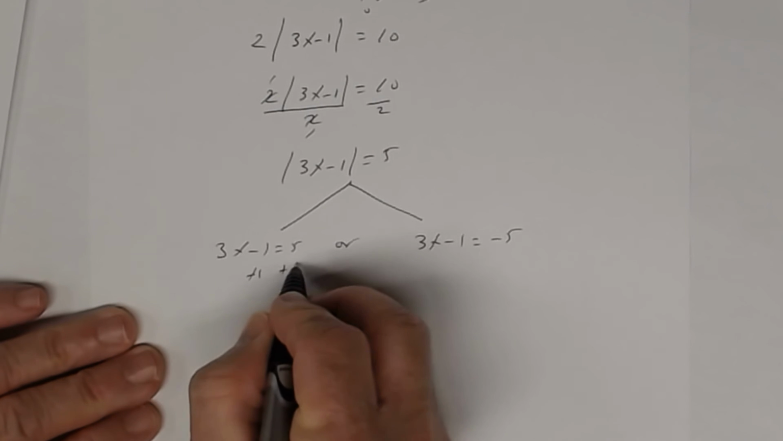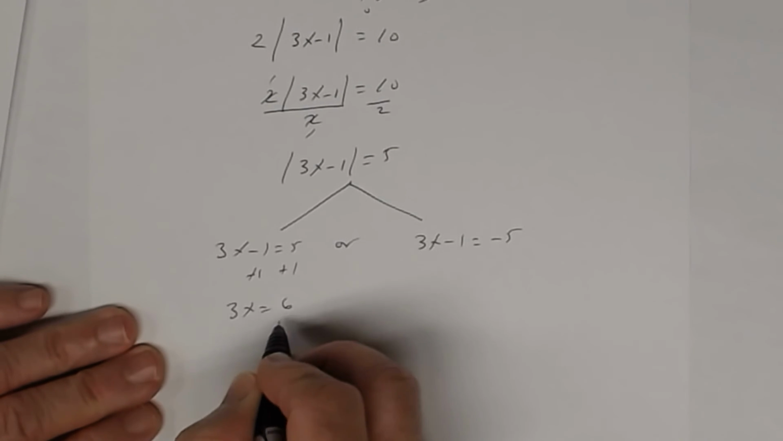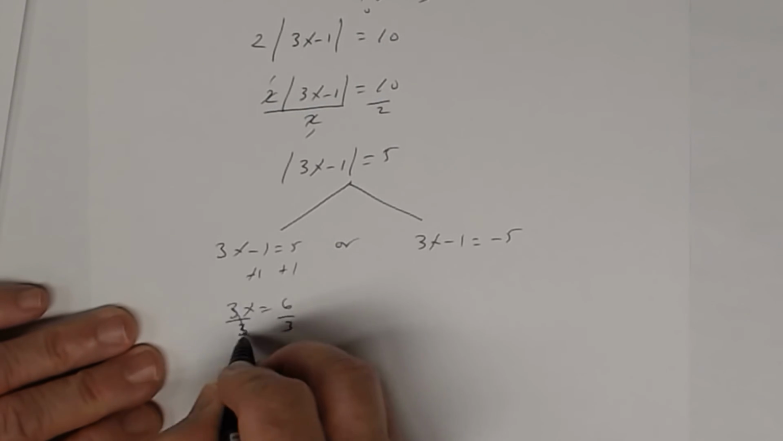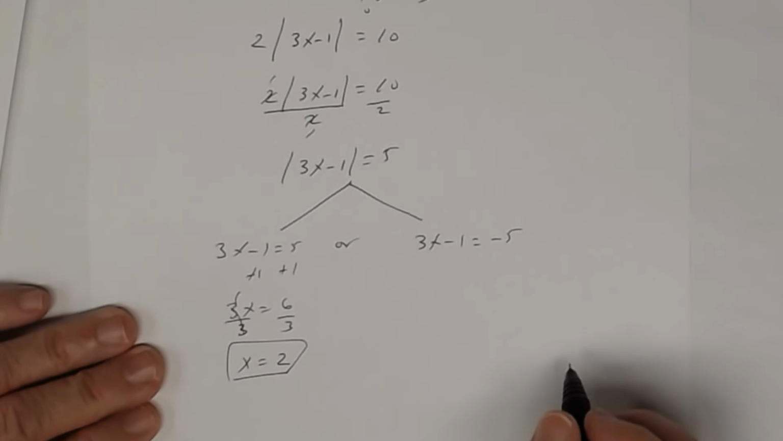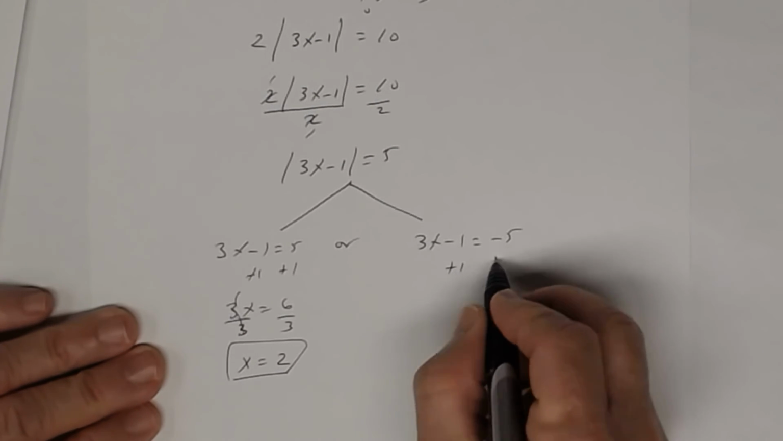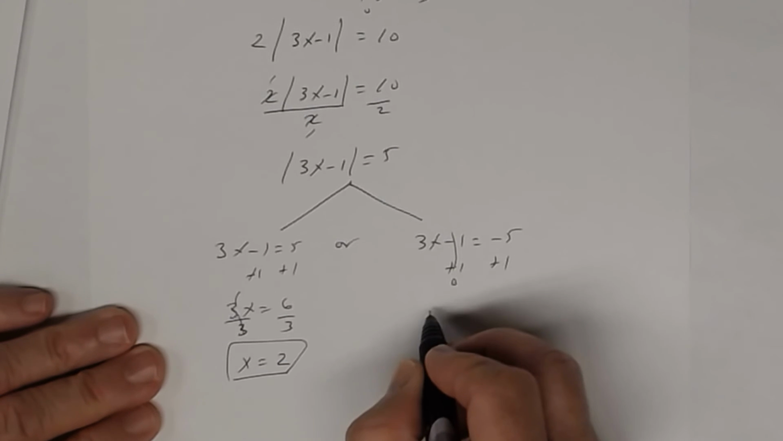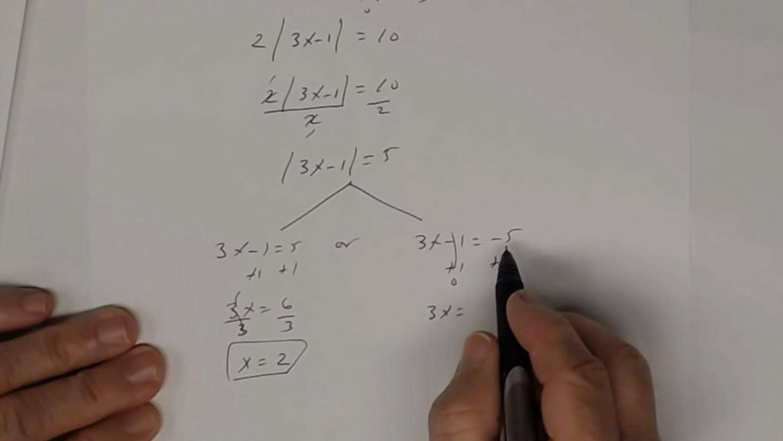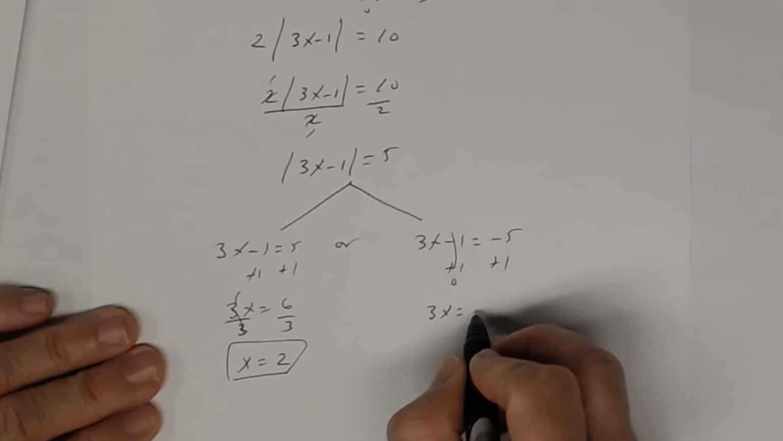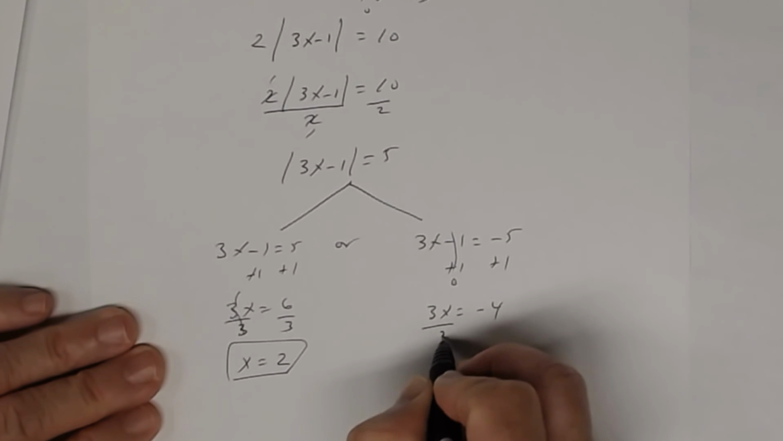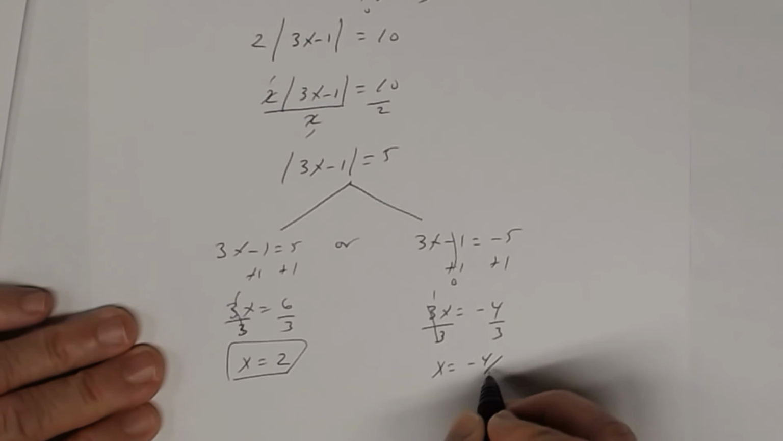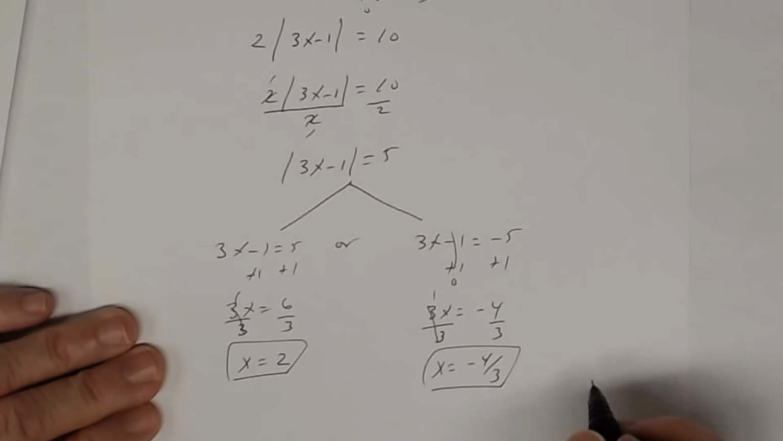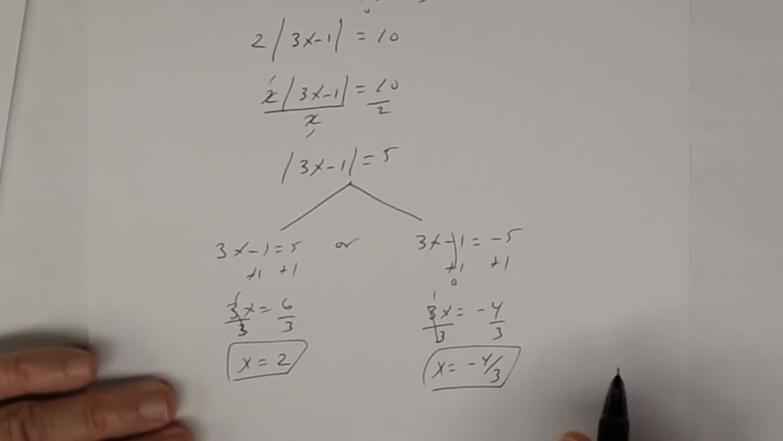Okay, adding 1 to both sides, I get 3x equals 6. Divide both sides by 3. One of my solutions is 6 divided by 3, which is 2. Over here, adding 1 to both sides, combining like terms, I get 3x equals negative 5 plus 1, which is negative 4. Divide both sides by 3. The other solution is negative 4/3. So those are your two solutions. All right, and that was it.